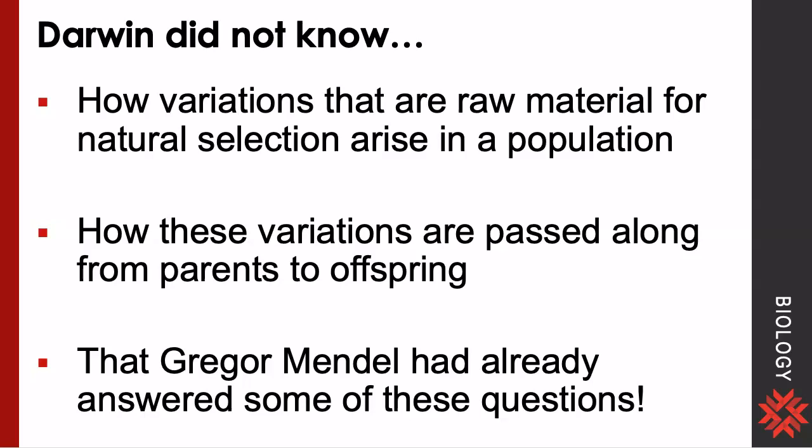What's fascinating is that Darwin came up with this idea of natural selection, but he didn't know anything about genes or about DNA. We talked about how Gregor Mendel was really important in determining these patterns of inheritance, but Darwin didn't know anything about that.